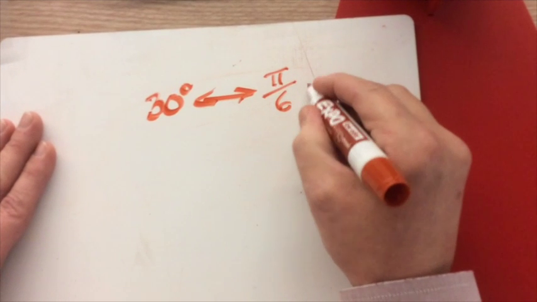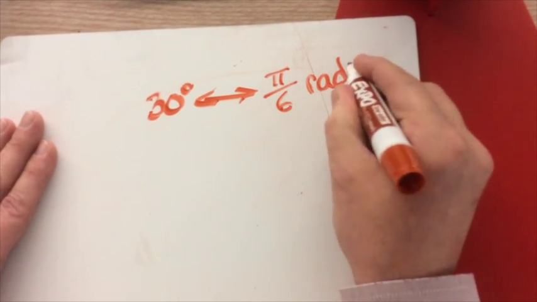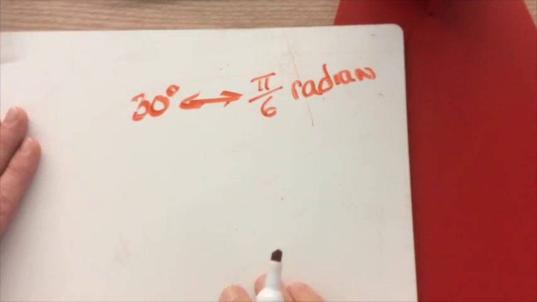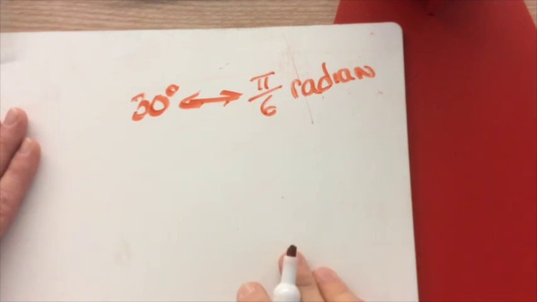And this is actually called a radian. That's what an arc length divided by the radius is. It's a measure. It's a way of measuring angles.